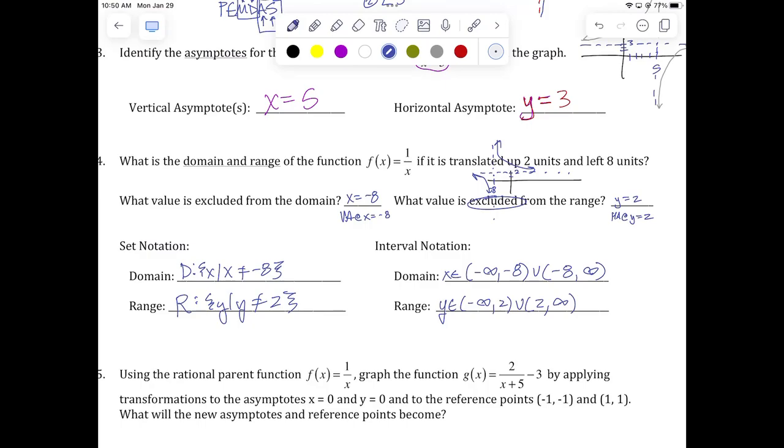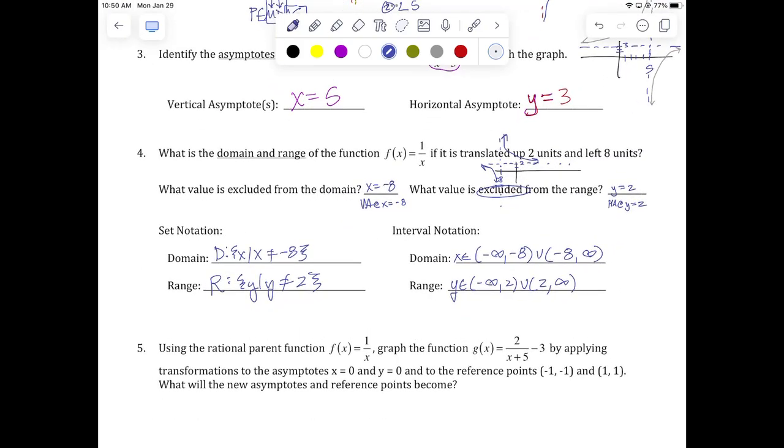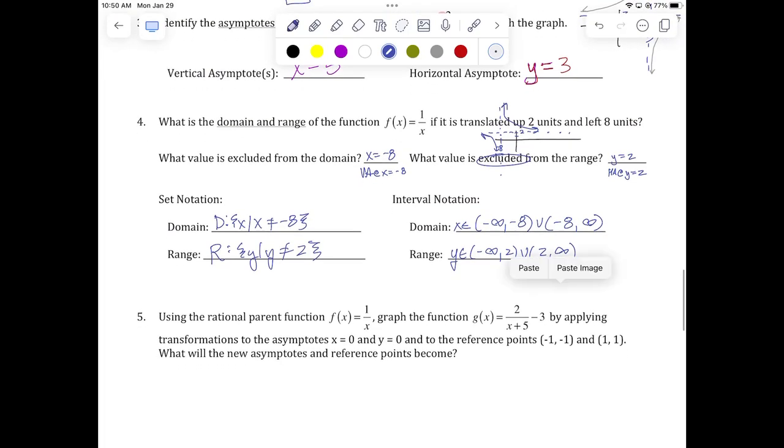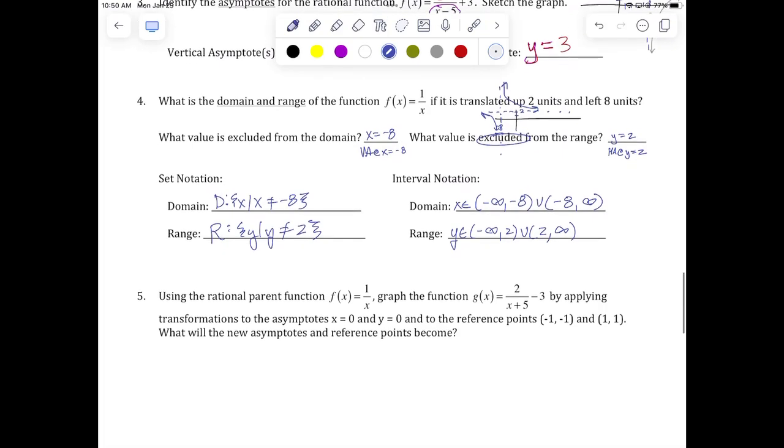Pretty easy stuff, right? If you just know the characteristics, you know where they go, you can answer the questions. The notation shouldn't be a burden anymore because we've been practicing that all year. All right, number 5, let's see. Using the rational parent function 1 over x, that's our parent function, yeah? Graph the function 2 over x plus 5 by applying the transformations and the reference point. What would the new reference points be?